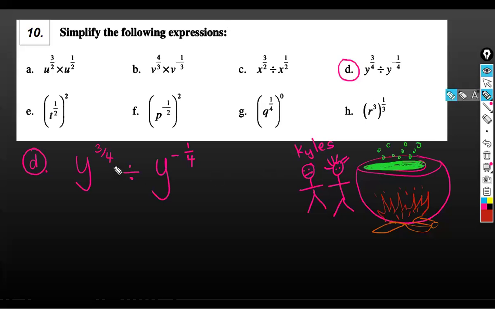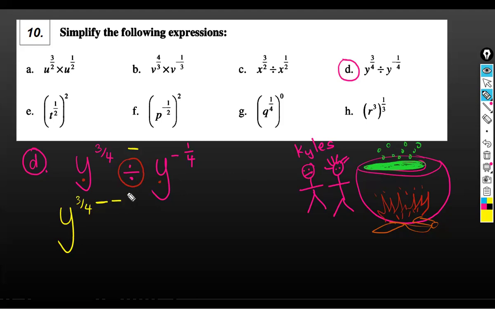So remember, it's a divide, right? And the bases are the same. You have y and y. And divide means to minus, so we could use the minus rule. So you have y to the power 3/4 minus, because that's divide.